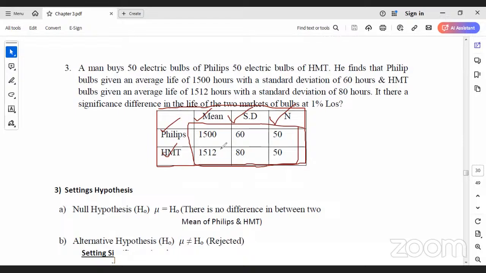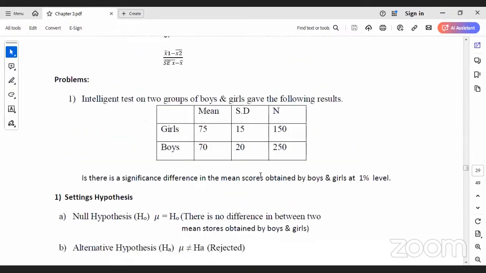So the previous problem you observe carefully. In the previous problem, what did they do? Simply they gave the table. The table is given itself. Okay. So you see the difference.